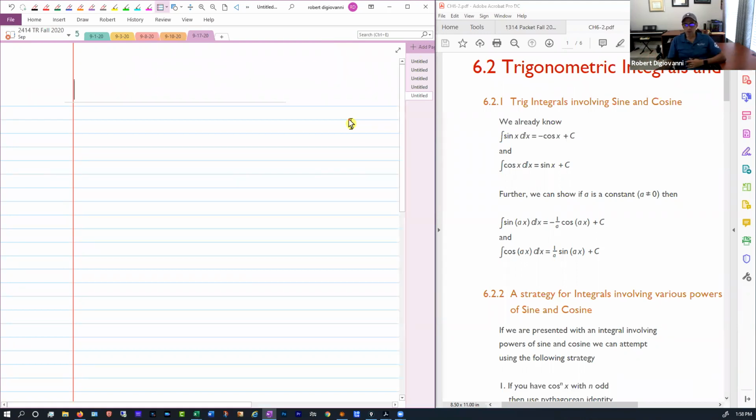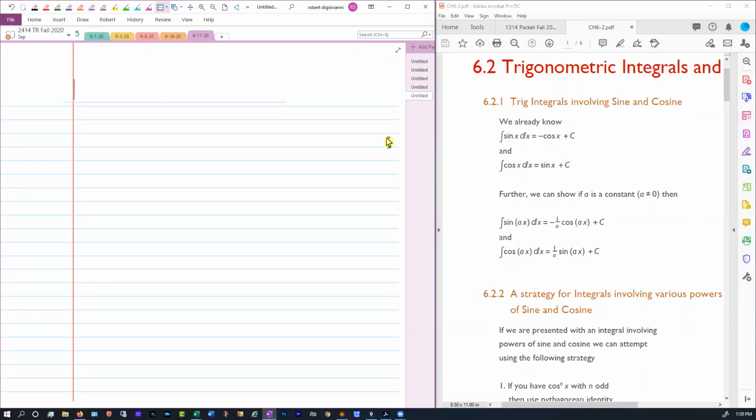All right, let me tell you what section 6.2 is about. We're still trying to figure out antiderivatives. There are other integrals out there that we still don't know how to do, where u-substitution and integration by parts aren't going to work. This section has two separate topics. One is trig integrals, which involve sine, cosine, tangent, cosecant, secant, and cotangent, the six basic trig functions from pre-cal.